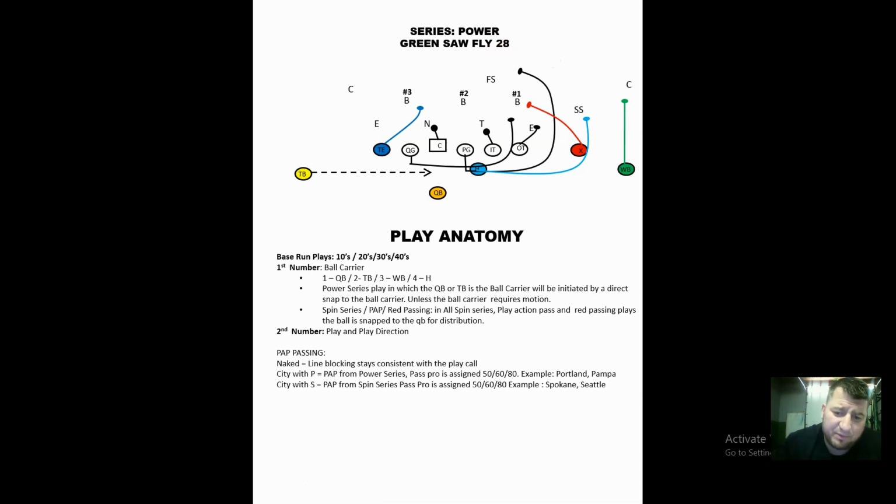For our base run plays, they are designated by units of 10s, 20s, 30s, or 40s. That simply tells us who is carrying the ball. If the play call starts with a number 1, that would be the quarterback. If it starts with a number 2, that would be our tailback. If it starts with the number 3, that is the wing back carrying the ball, like on 37 counter. If it's a 4, that would be the H-back, and the H-back will occasionally have an opportunity to carry the ball, like on 4 ghost and whatnot.